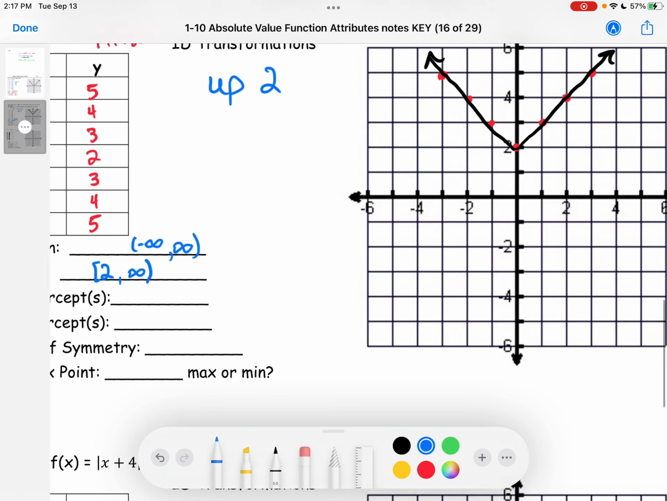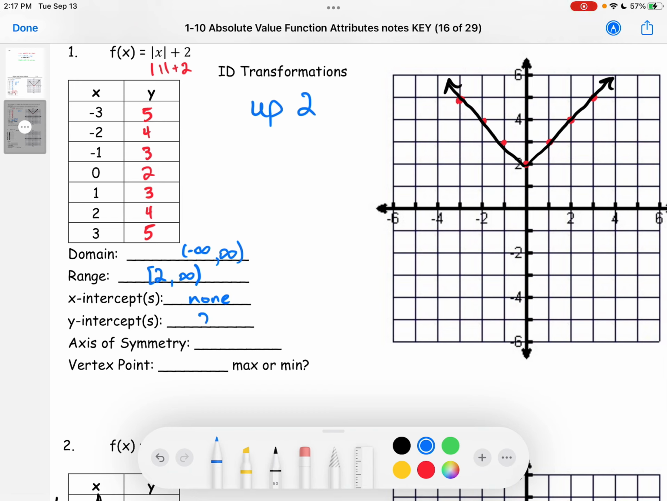Our x-intercepts, we don't have any, so I'll put none. Our y-intercepts, we've got one at 2. The axis of symmetry, like we talked about in the last lesson, is a vertical line that cuts the thing in half. Okay, that line right there. And the vertex is the point on this graph that has the line of symmetry going through it.